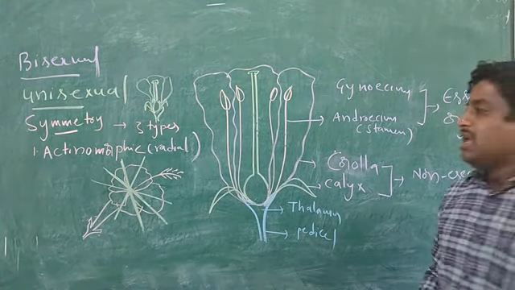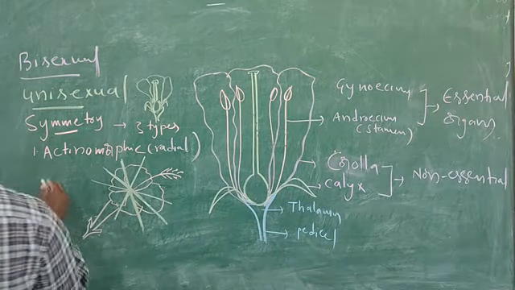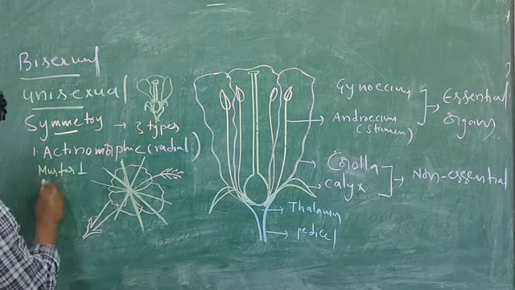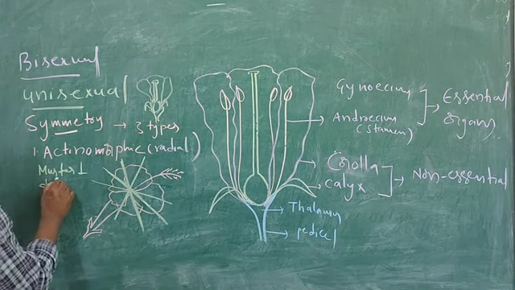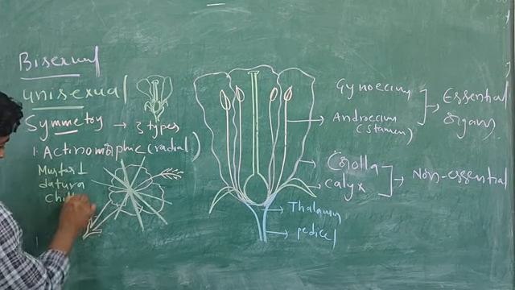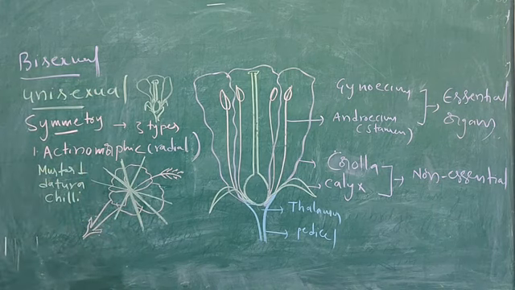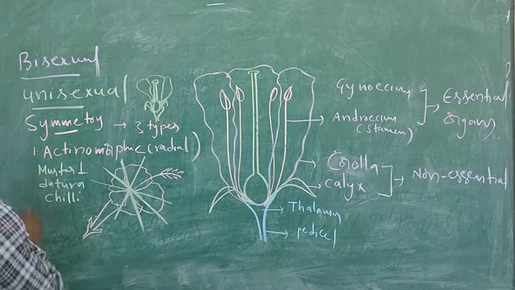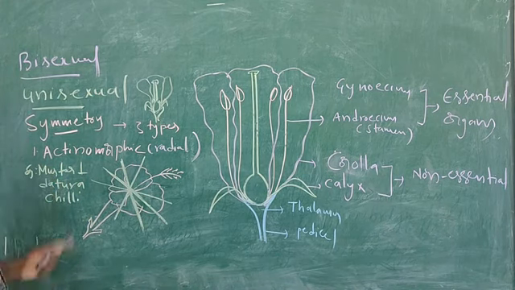Okay, examples: mustard and datura and chilies, green chilies. So these are the actinomorphic flowers. These are the examples of these flowers, actinomorphic.